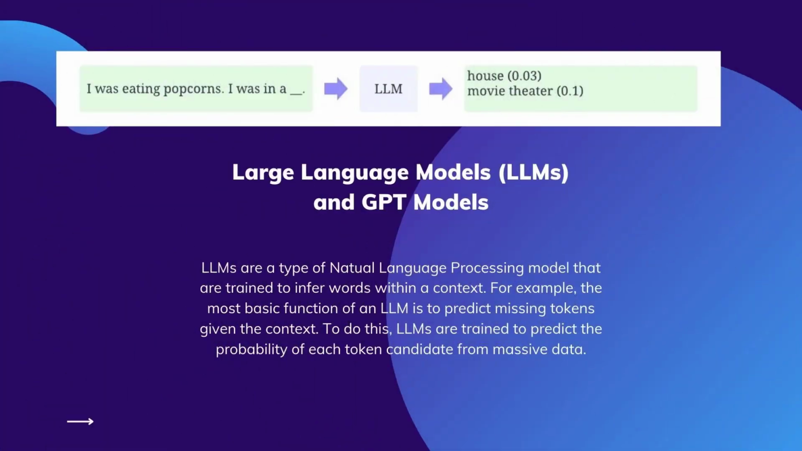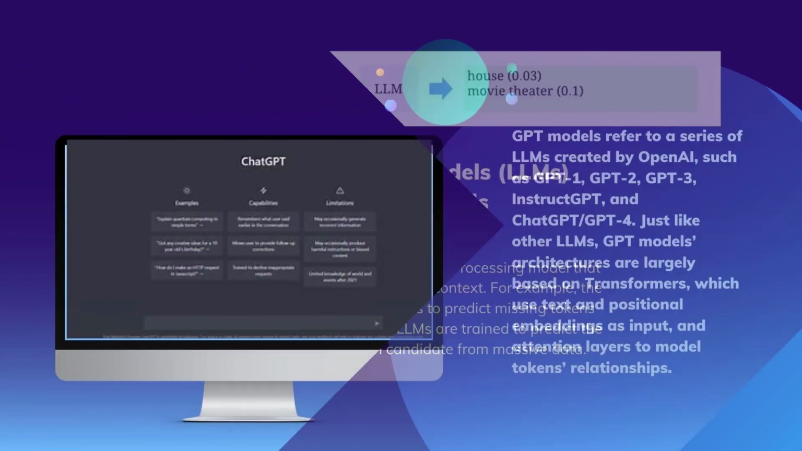Large language models, LLMs, and GPT models. LLMs are a type of natural language processing model that are trained to infer words within a context. For example, the most basic function of an LLM is to predict missing tokens given the context. To do this, LLMs are trained to predict the probability of each token candidate from massive data.